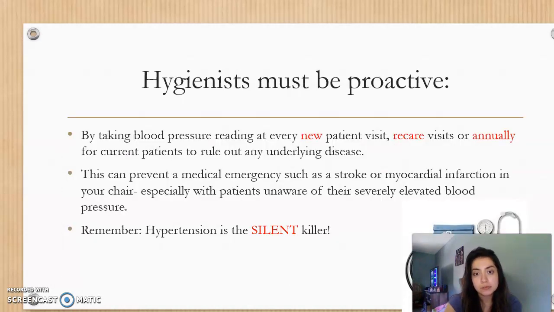As hygienists, we must be proactive by taking blood pressure readings at every new patient visit, recare visit, or annually for current patients to rule out any underlying disease. This can prevent a medical emergency such as a stroke or a myocardial infarction in your chair, especially with patients unaware of their severely elevated blood pressure. So remember that hypertension is a silent killer.